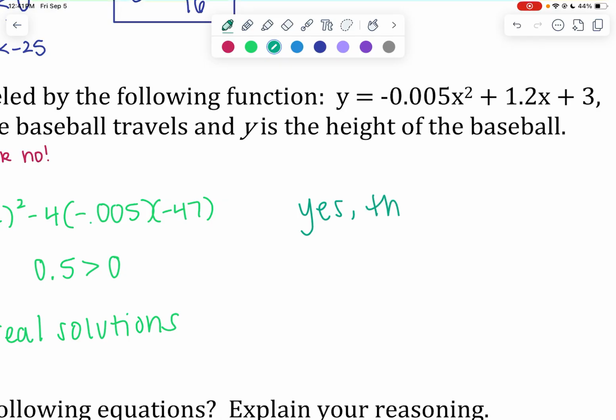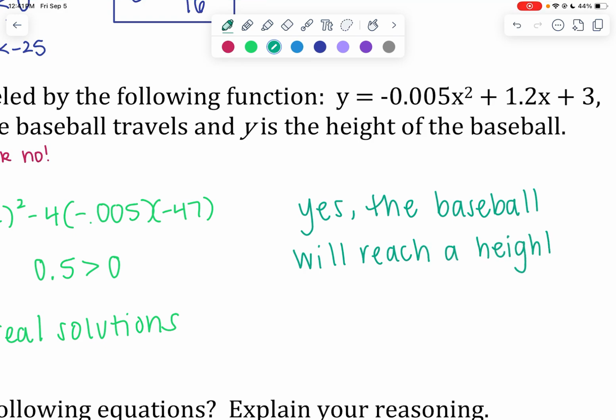Yes, the baseball will reach a height of 50 feet. That's it.